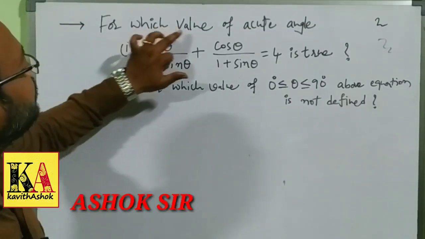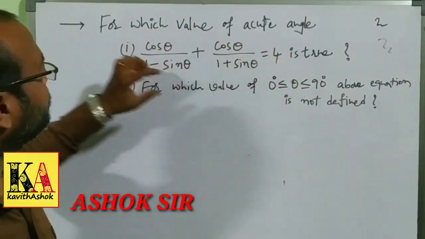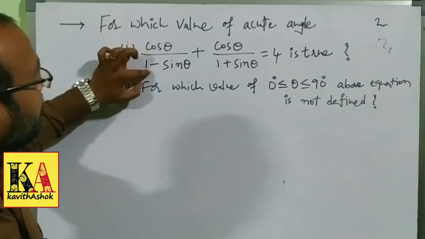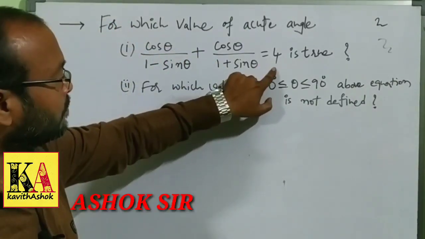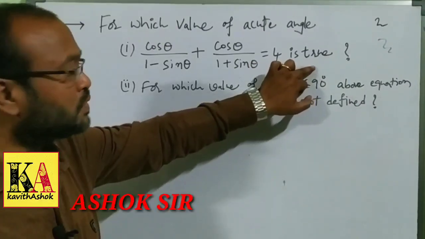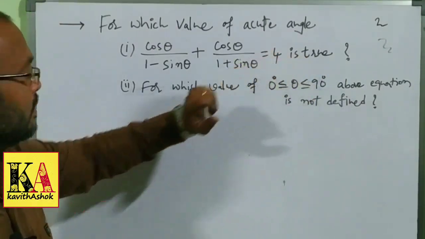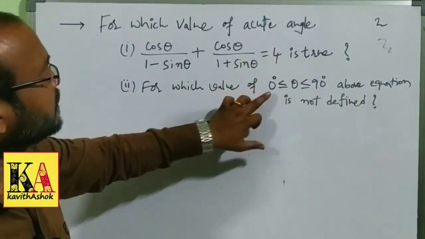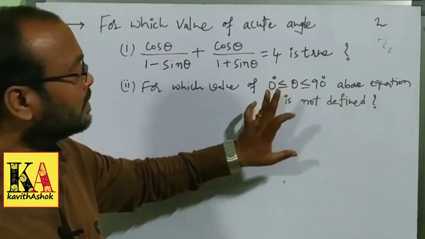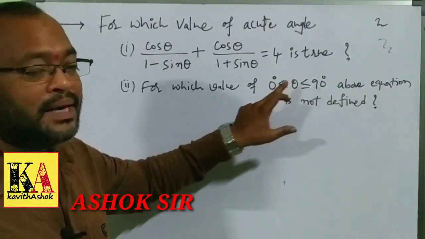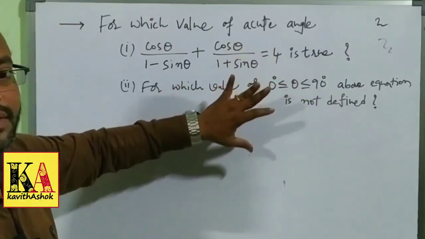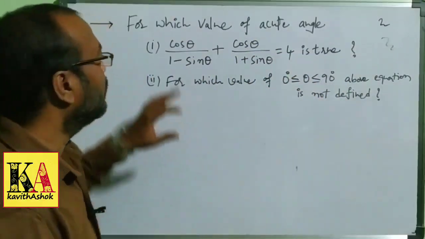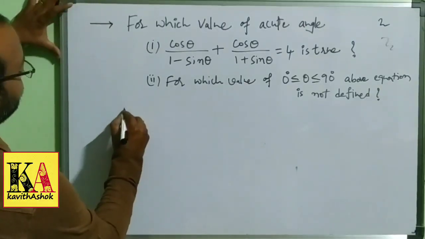For which value of acute angle theta does cos theta by 1 minus sin theta plus cos theta by 1 plus sin theta become 4? So it is true for which acute angle, for which value from 0 to 90 degrees, meaning either 0 degrees, 90 degrees, or any value in between. And for which value is the above equation not defined? So we have to find out these two. Look here. First one.